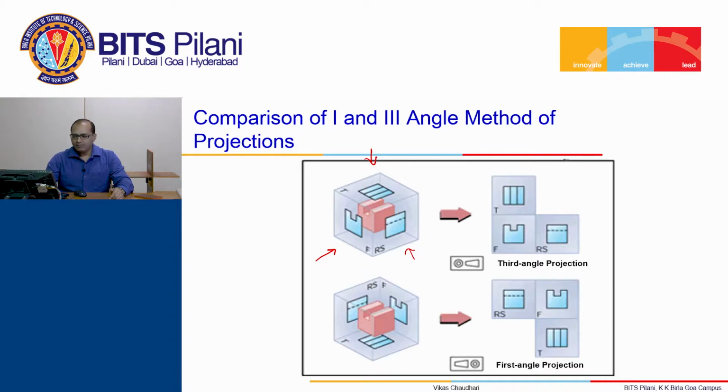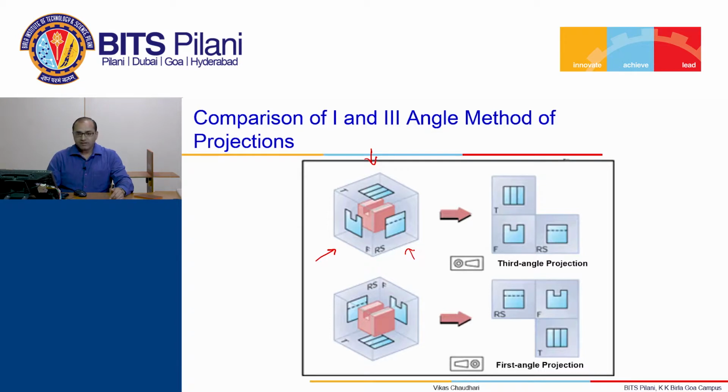So once the projections are obtained on the reference plane, we have to open the quadrant. When we open the quadrant, we will find the front view. Exactly above the front view there is the top view, and right hand side of the front view, the right side view.